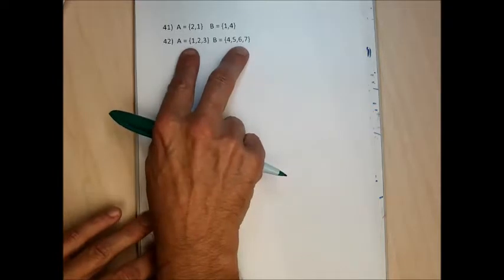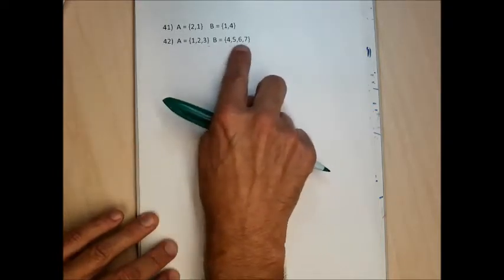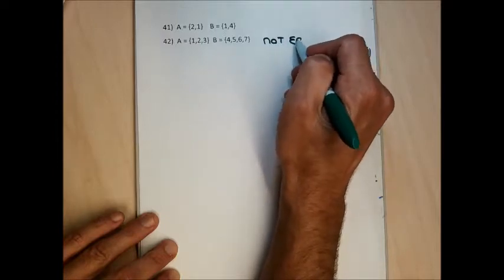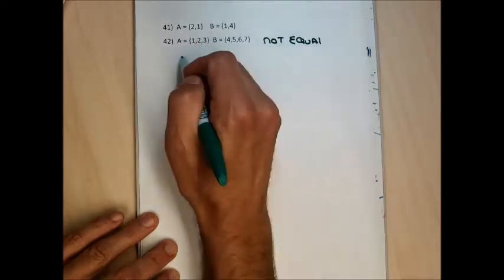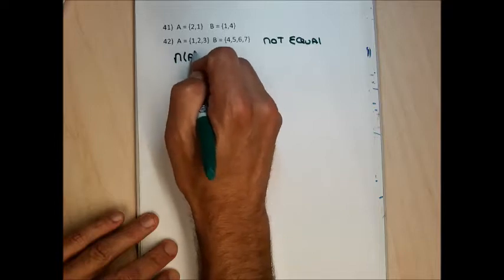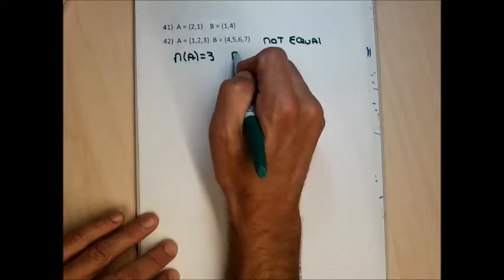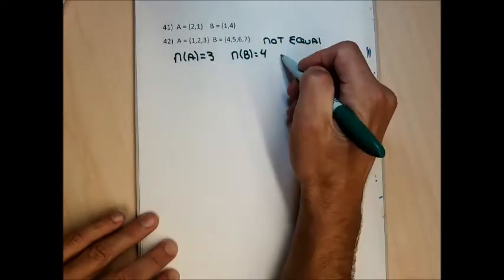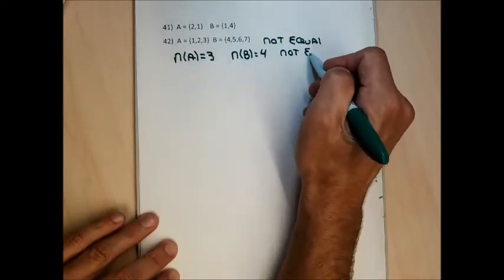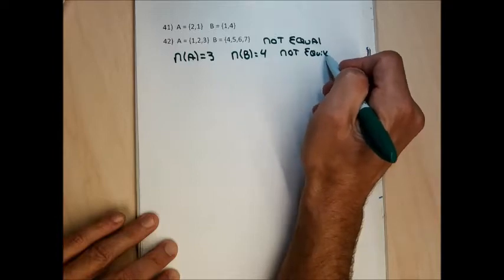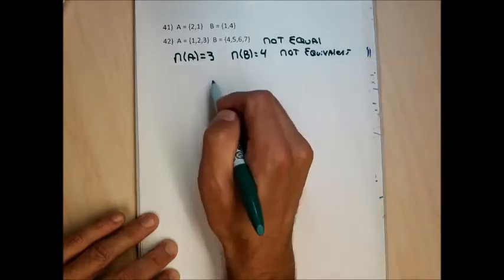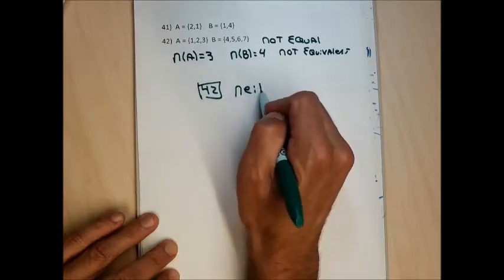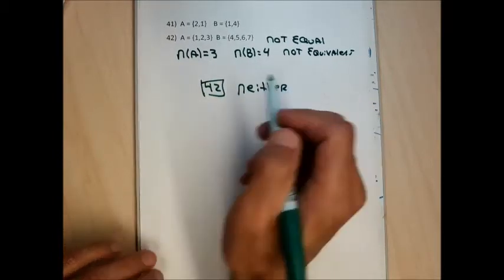For my 42, they're clearly not equal. They're not even close. So they're clearly not equal because they don't have exactly the same elements. And for my 42, the number of elements in set A is 3. The number of elements in set B is 4. They don't have the same number of elements, which makes them not equivalent. So my answer for 42 is going to be one of those neither. It's either equal, equivalent, or neither.